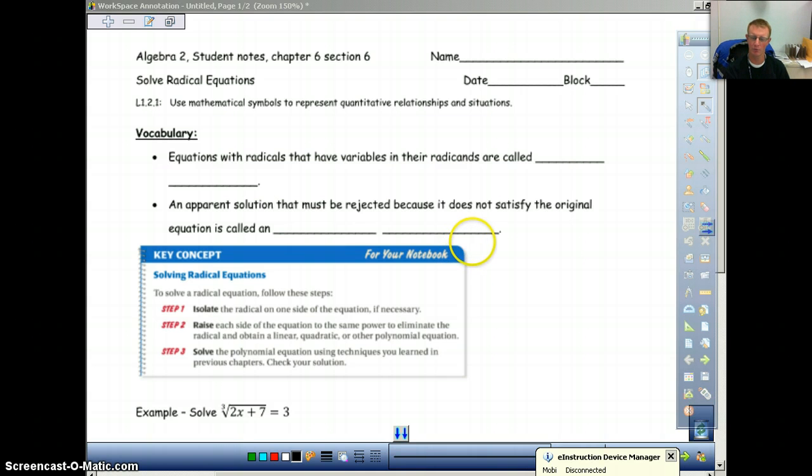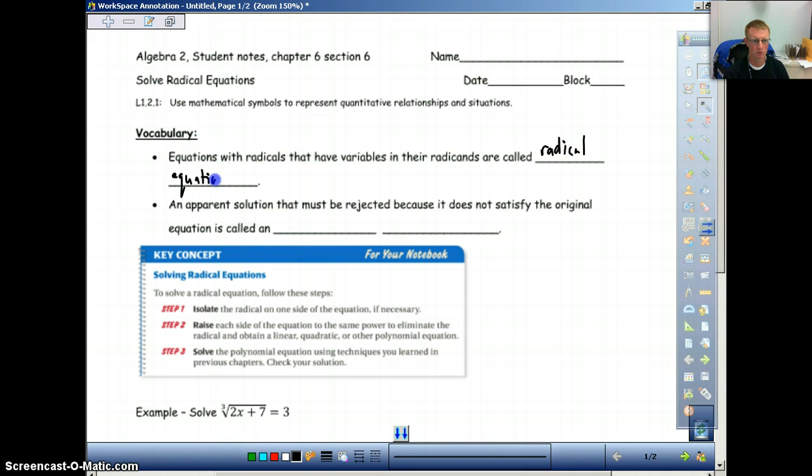The other part is there's going to be one point, the very last example that we do, that is actually going to be fairly difficult, so you'll have to follow along. This video may end up having to be broken up into two videos, so we'll gauge that as we go through this. So starting with vocabulary, equations with radicals that have variables in the radicands are called, really basic, radical equations.